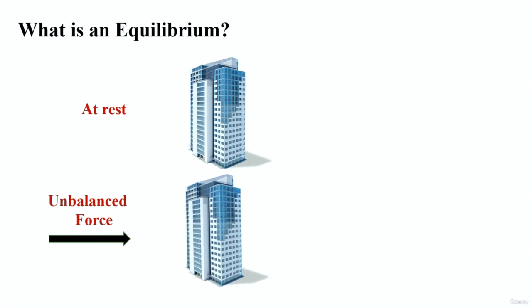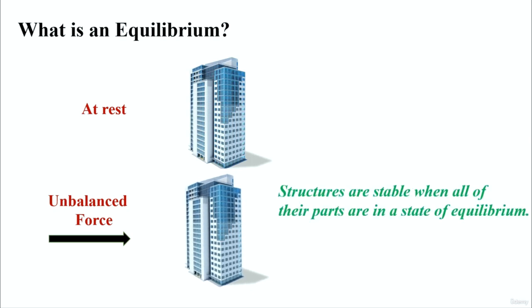So this is the concept behind equilibrium. A structure or one of its members is in equilibrium when it maintains a balance of force and moment. That means the external loads and internal forces developed in the structure should be in equilibrium. Structures are stable when all of their parts are in a state of equilibrium. A structure will start to move in the absence of equilibrium. So you have to understand this concept clearly. Equilibrium means the externally applied load and internal forces developed in the structure should be the same.